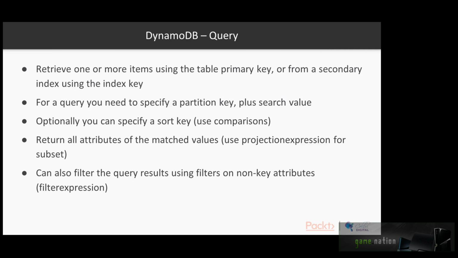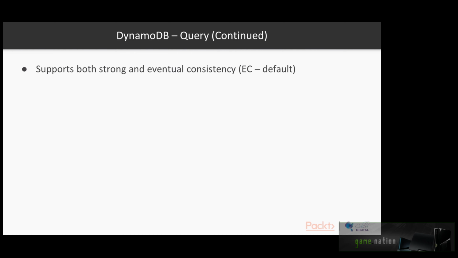DynamoDB will return all attributes of the matched values, or you can use a projection expression for a subset of those values. You can also filter the query results using filters on non-key attributes, something called a filter expression. But a filter gets applied after the results have come back. It's just that DynamoDB executes it server side for you.